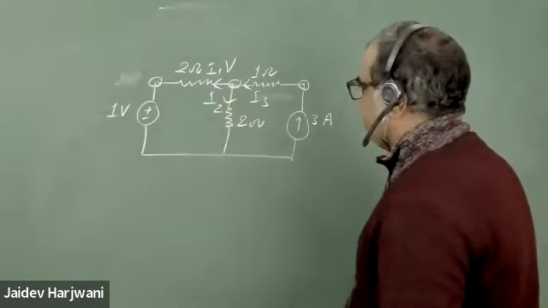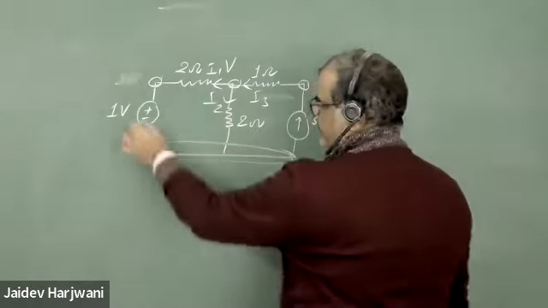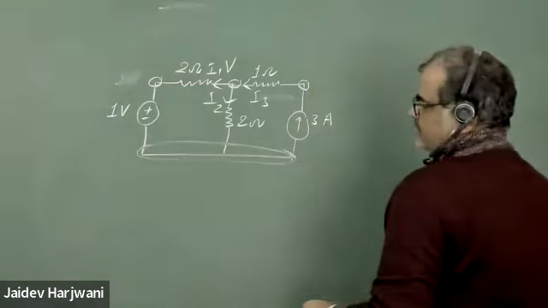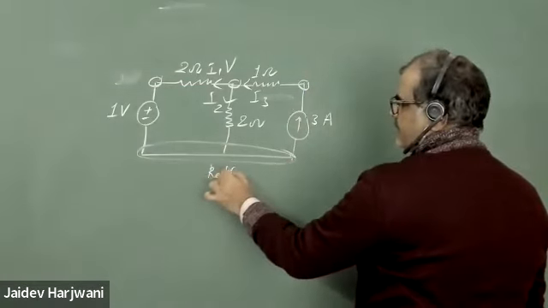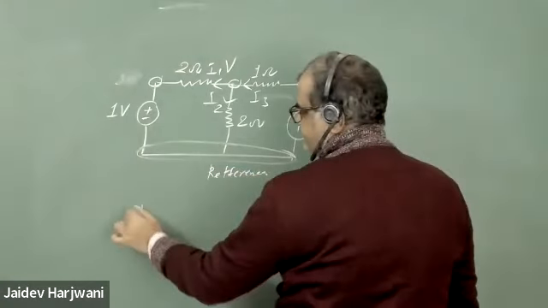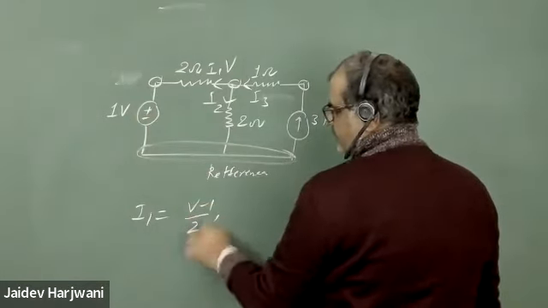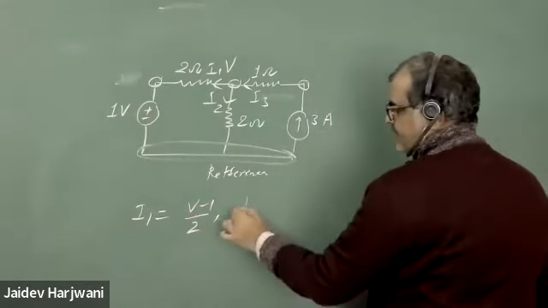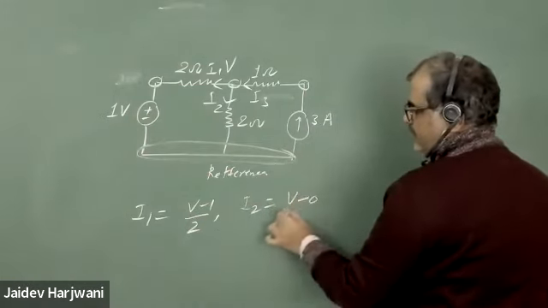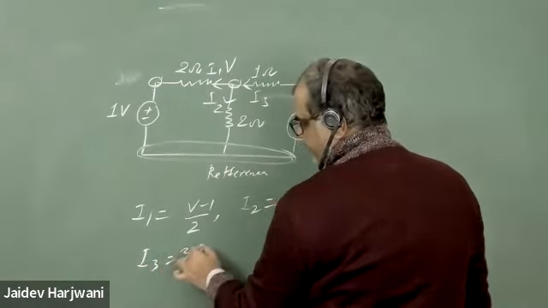Now I need to choose a reference node. This is the reference node because it is connected with the minus terminals and covers most of the terminals. Now let me calculate I1. I1 will be (V minus 1) upon 2. I2 will be (V minus 0) upon 2, and I3 is already given, 3 ampere.